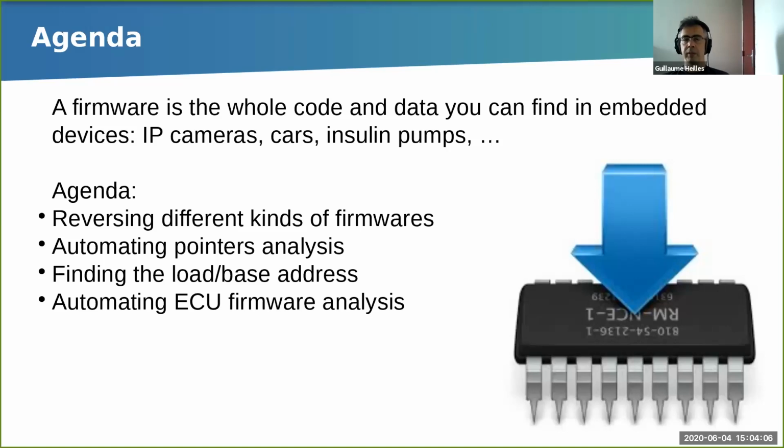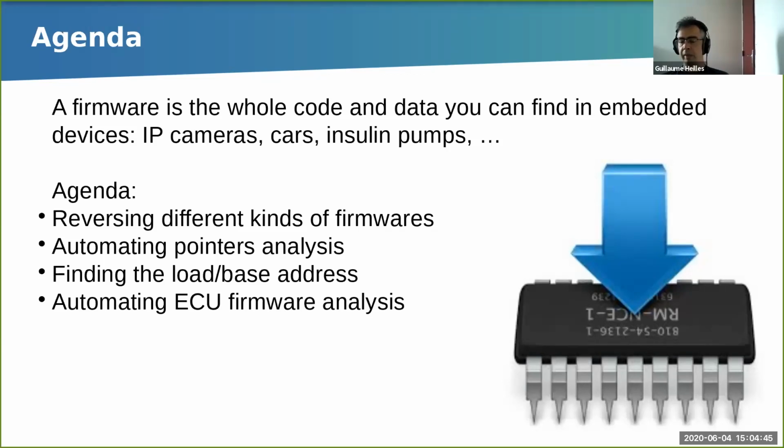So for the agenda of today, I will explain the difference between reversing a raw binary firmware and other kinds of firmwares, like the kind of firmwares you can find in embedded Linux systems with ELF programs and so on. There is a big difference when you want to reverse a raw binary firmware. And then I will explain the tools I use and I've been using in specific missions for clients, in which I do an automatic pointer analysis, and it really helps. And we'll use this tool to do several things.